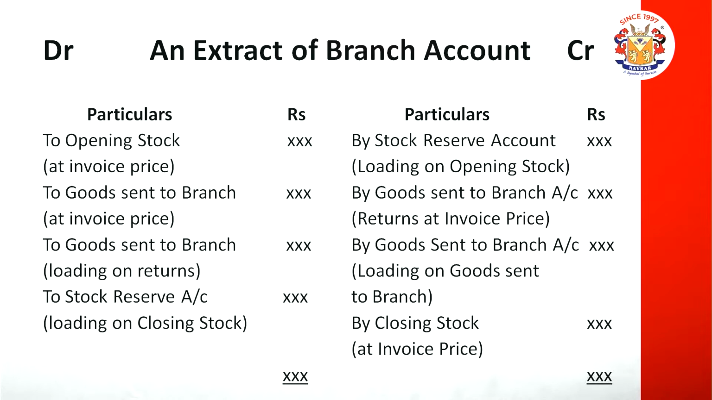But the journal entry regarding loading on goods sent to branch will be very simple. It is nothing but goods sent to branch account debit to branch account. Sir, what will be the journal entry regarding goods returned by branch to HO at invoice price? Very simple. Goods sent to branch account debit to branch account at invoice price.